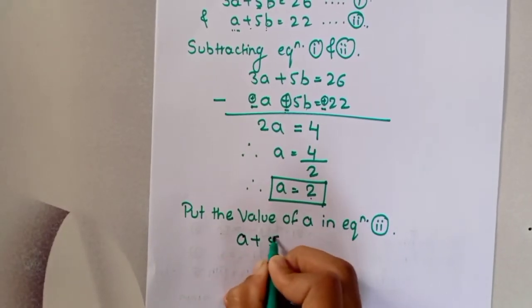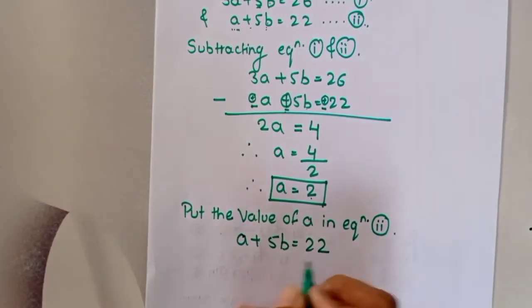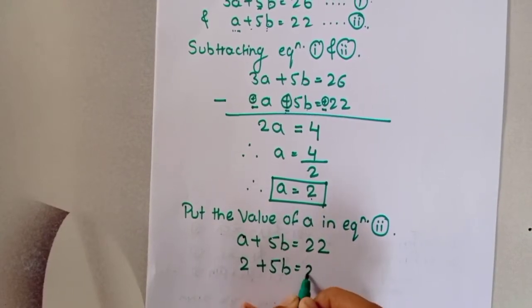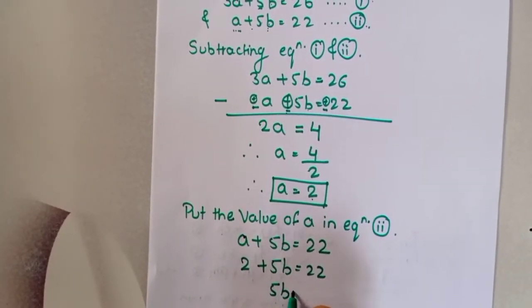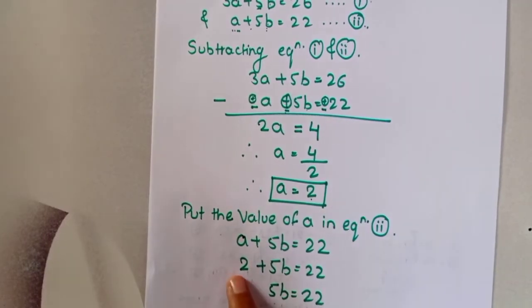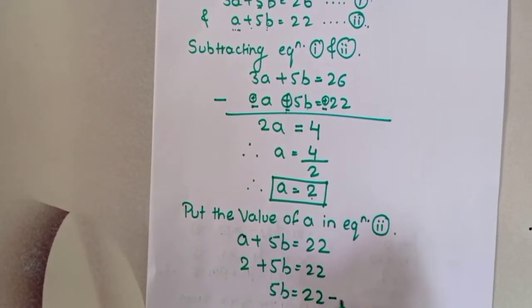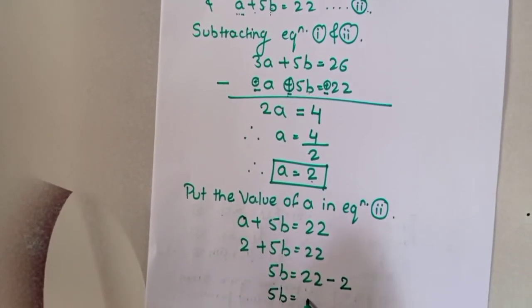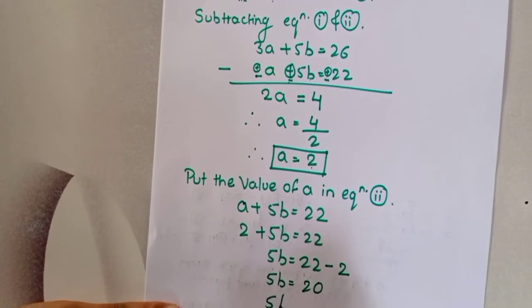a plus 5b is equal to 22. A is 2, so 2 plus 5b is equal to 22, so 5b is equal to 22. Here plus 2 is there, coming to the right hand side it will become minus 2, and 5b is equal to 22 minus 2, which is 20, and 5b is equal to 20.